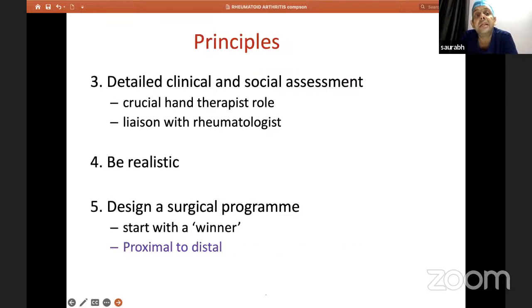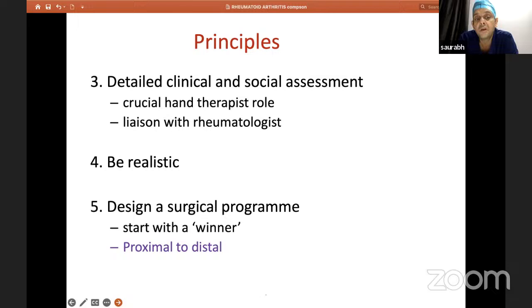And then, of course, a detailed clinical assessment, as we've spoken about, social assessment, as we've spoken about. This is where your occupational therapist and hand therapist come into the picture. In fact, they play a bigger role than you do as a surgeon. And of course, liaise with rheumatologists. Be optimistic, but realistic. You cannot make the wrist normal after surgery. You can convert a deformed, painful wrist into a functional wrist.